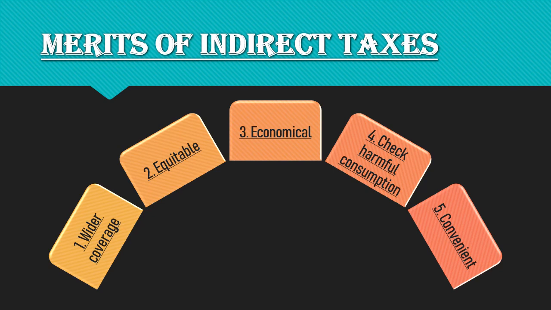So the next point is convenient. Indirect taxes are levied on commodities and services. Whenever consumers make a purchase, they pay tax along with the price. You can check from the candy you are eating. There is written that it is inclusive of all the taxes. I mean, the tax amount is already added in the price of the good. So they do not feel the pinch of paying the tax.